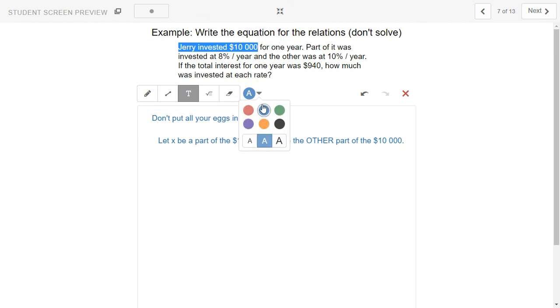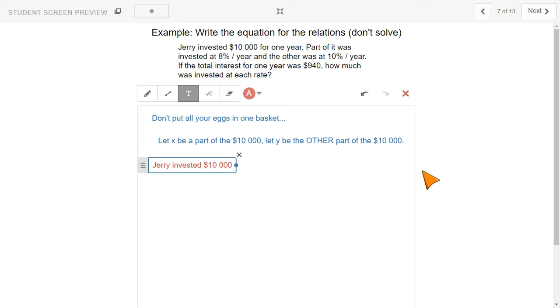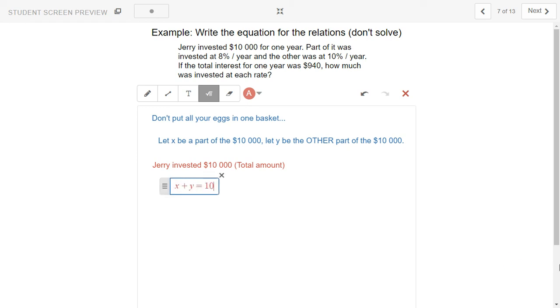This first sentence is talking about the total value. So we know that X and Y together will give us a total of 10,000. That's our first equation. The second part is interest.